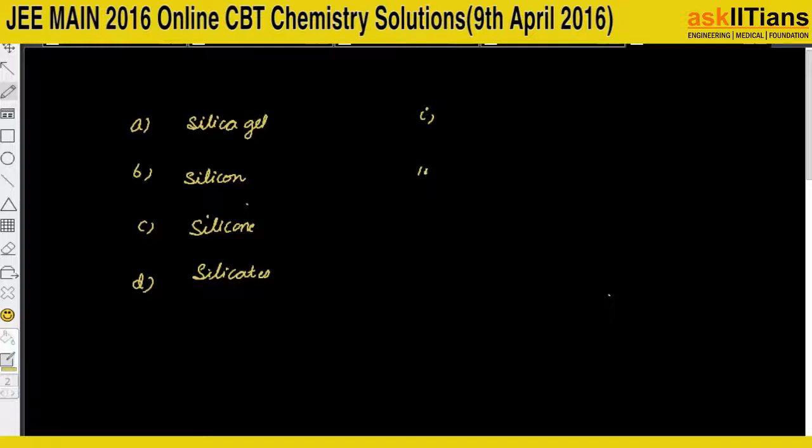And the other options which we have, these are: first is your transistor, then we have ion exchangers, then we have drying agent, and the fourth option we have is a sealant.